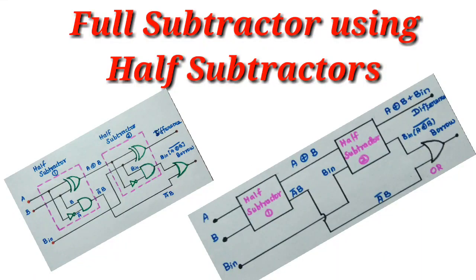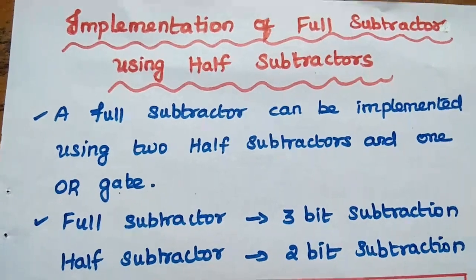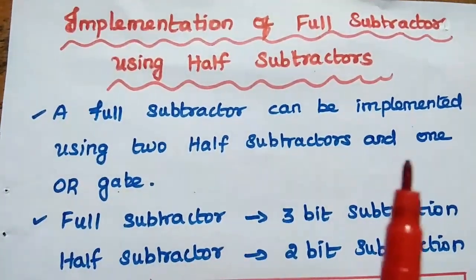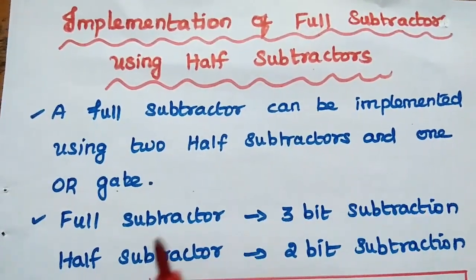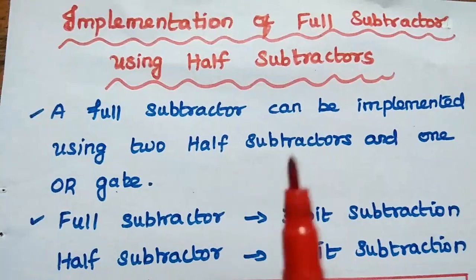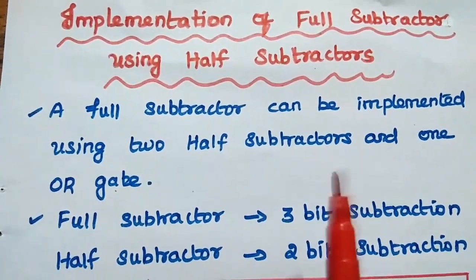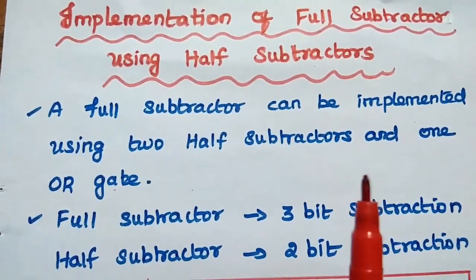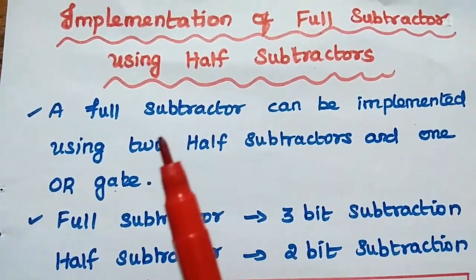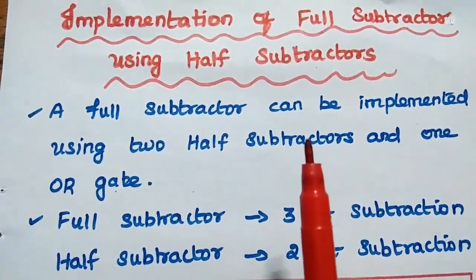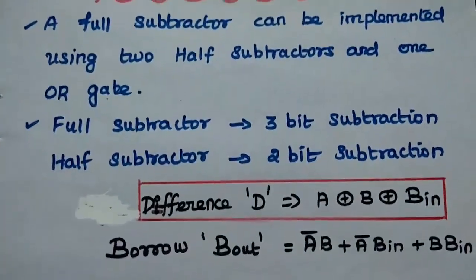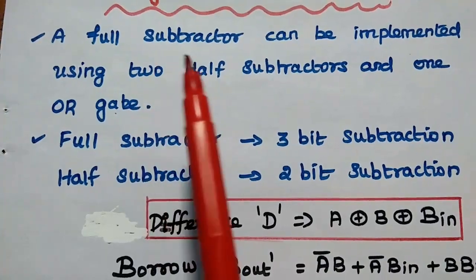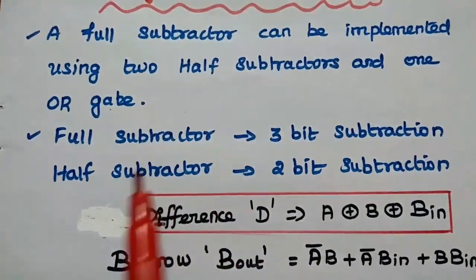Dear students, now we are going to discuss the implementation of full subtractor using half subtractor. A full subtractor can be implemented using two half subtractors and one OR gate. As we know, half subtractor represents the subtraction between two bits. Full subtractor represents the subtraction among three bits. Here we are going to implement the full subtractor using half subtractors.